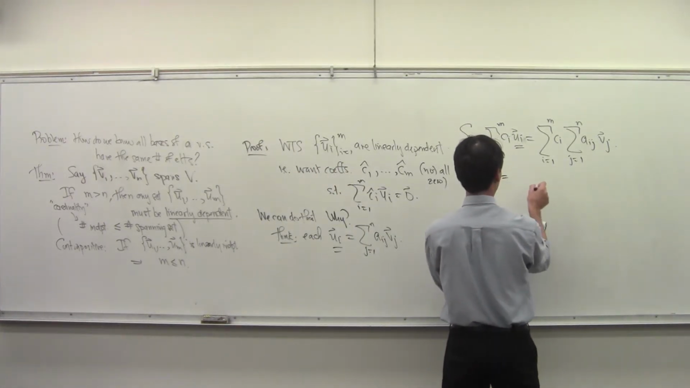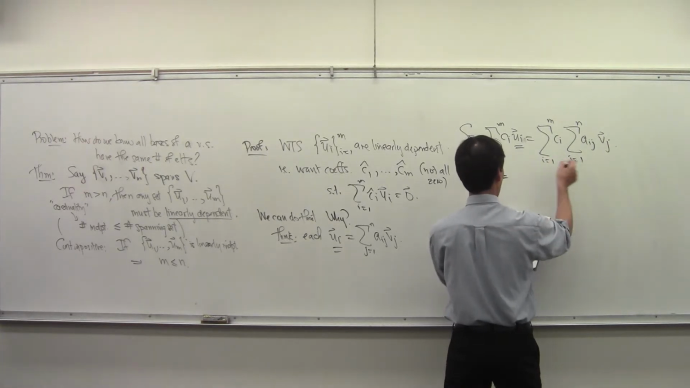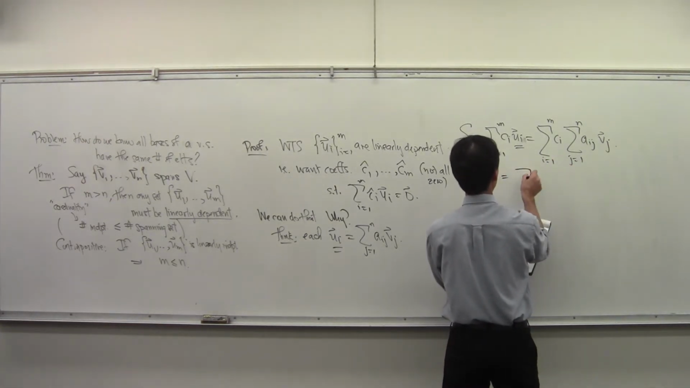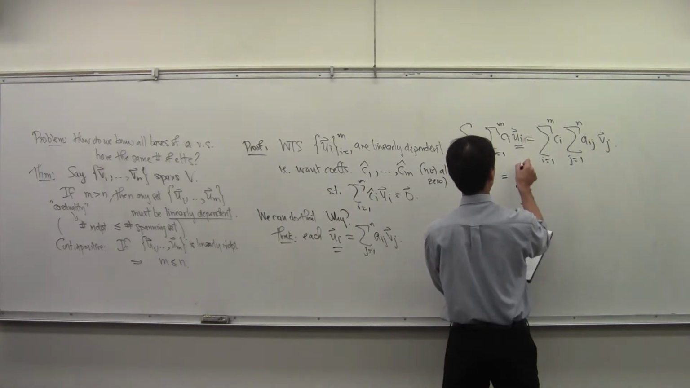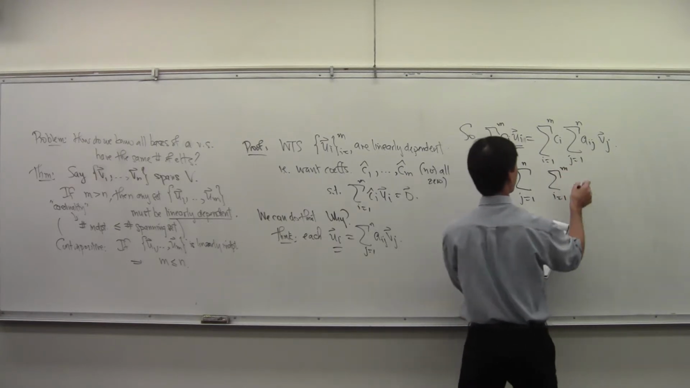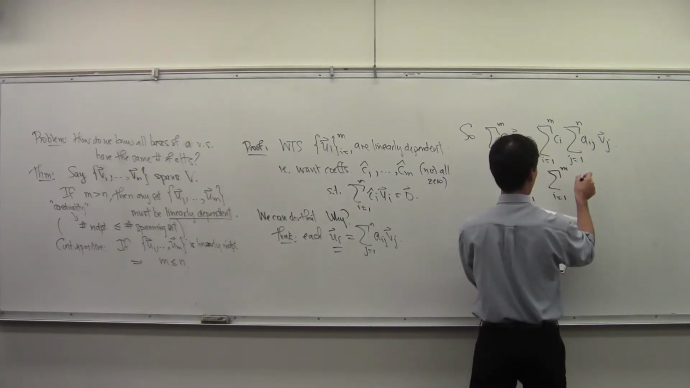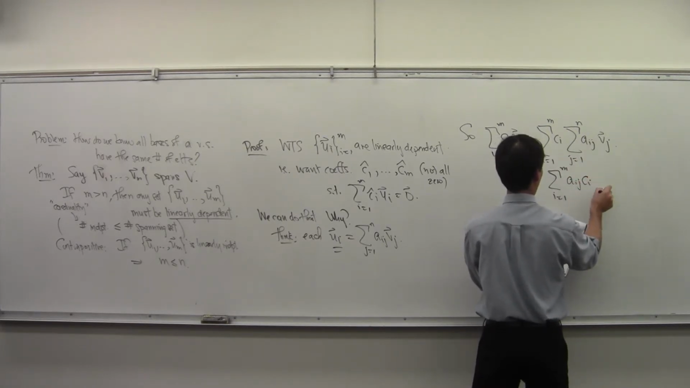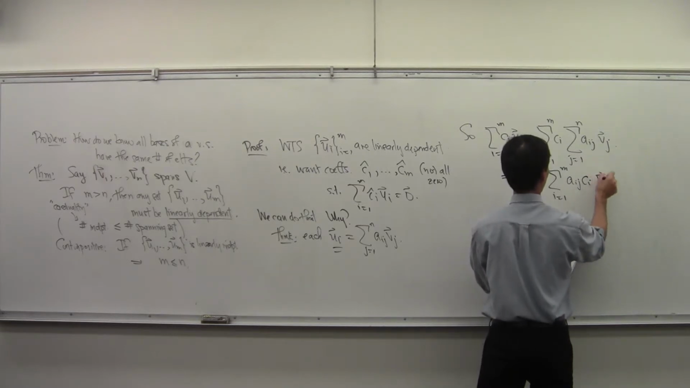Now I'm just going to rewrite that. I'm going to change the order. I'm going to sum over the j's first, and then sum over the i's next. So I put everything together: aij, ci, vj.